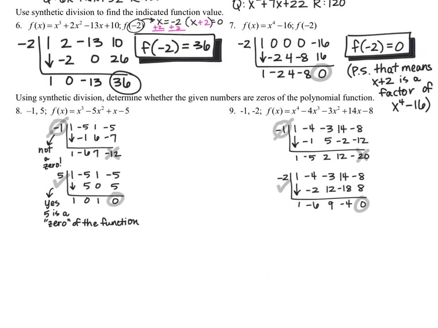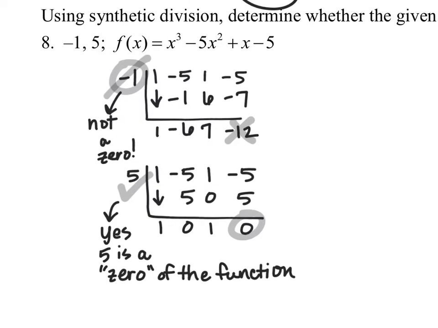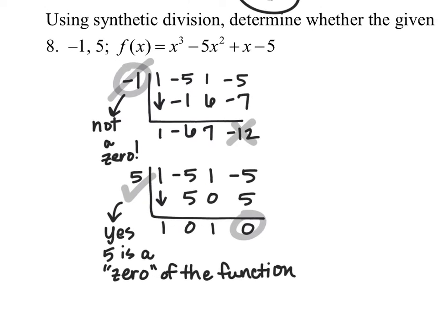Number 8 and 9 tell us to use synthetic division and determine whether the given numbers are zeros of the polynomial function. So once again, in order for a number to be a 0 or a solution to the polynomial, we need to get a 0 as a remainder. So when we use synthetic division with -1, our remainder is not 0, so -1 is not a 0 of the function. It's not a solution. For +5, we do get a remainder of 0, so that does mean that 5 is a 0 of the function or a solution to that polynomial.